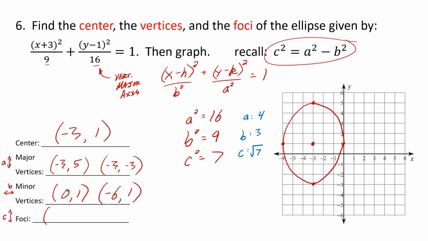Again, they are on the major axis, so they're going to go up and down from our center. So the x-coordinate -3 does not change. And if I go up and down, ultimately all I'm going to do is add and subtract. So here it's going to be 1 plus rad 7, which doesn't combine very well. And then the other one would be 1 take away rad 7. And we'll just leave it in that format.